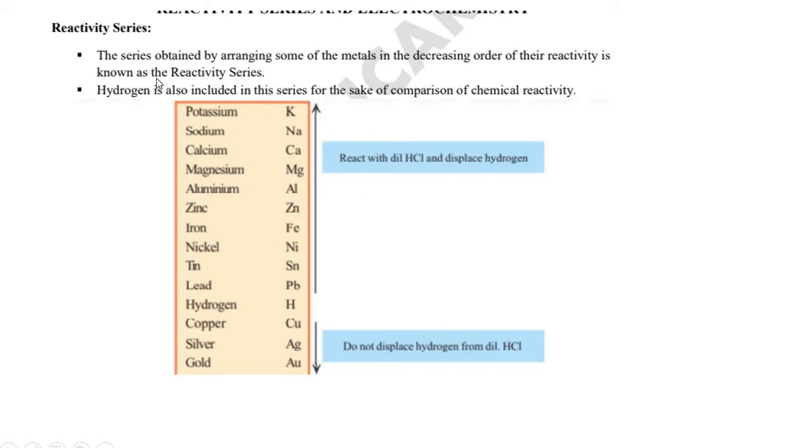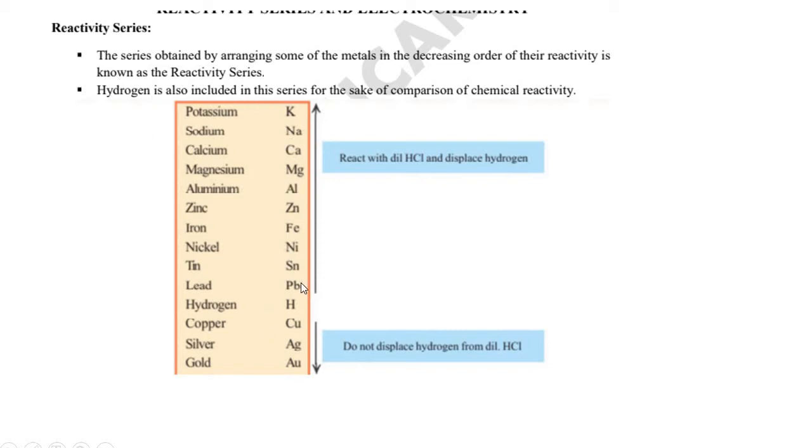You have to write what is reactivity series. The series obtained by arranging some of the metals in the decreasing order of their reactivity. Decreasing order of reactivity means the most reactive metal will come at the top, and the reactivity decreases as we go down. This is the decreasing order of reactivity, and the series is called reactivity series.